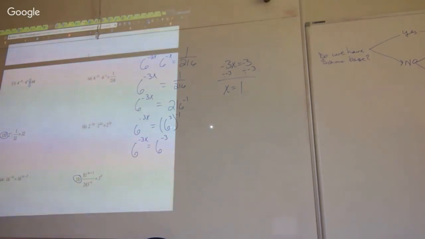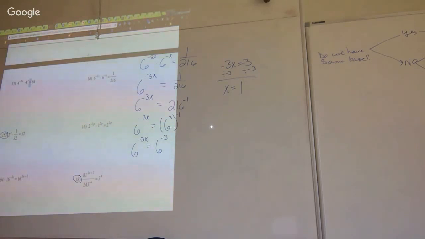2 to the x times 1 over 32 is equal to 32. Now, this one's a little bit different. What did we just say? Whenever we see 1 over, what does that tell us we can do? Put it to the negative 1. So you got 2 to the x times 32 to the negative 1 is equal to 32.